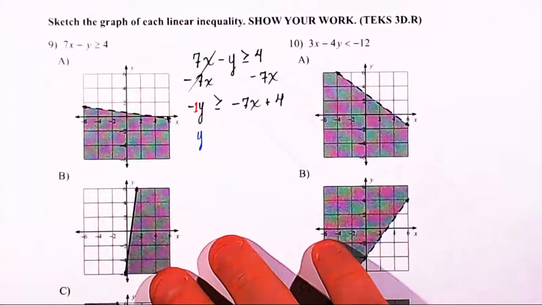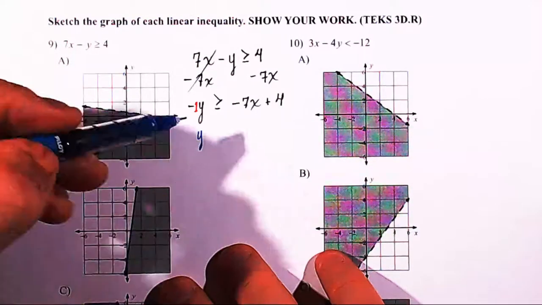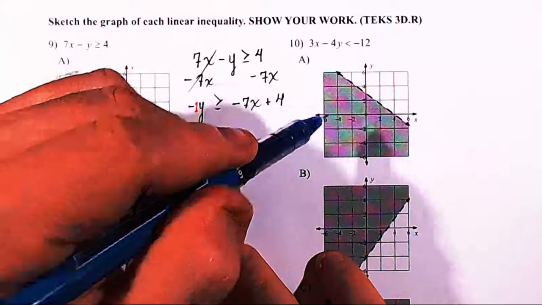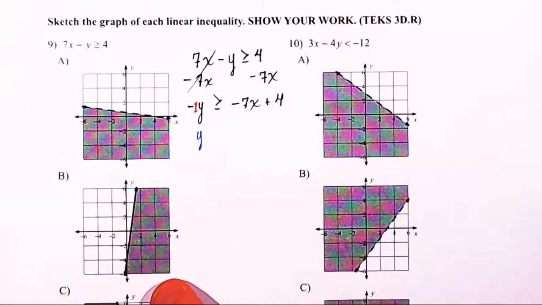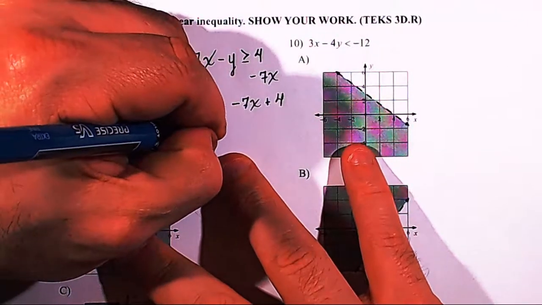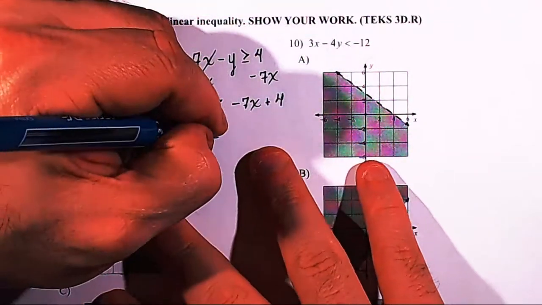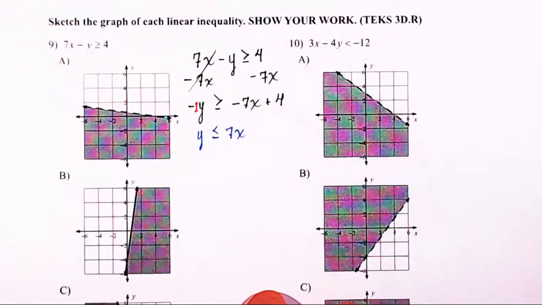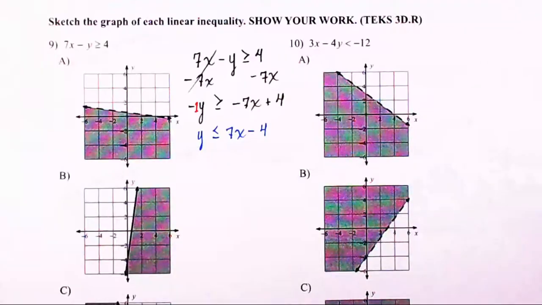So that's y. I'm going to flip the sign because I'm changing the signs, and I know that means I'm really dividing everything by a negative, and since I'm dividing by a negative in linear inequalities, I have to flip the sign when dividing or multiplying by a negative. Now it's less than or equal to. Change this sign, 7x, and change this sign to minus 4. So that's the quick way.